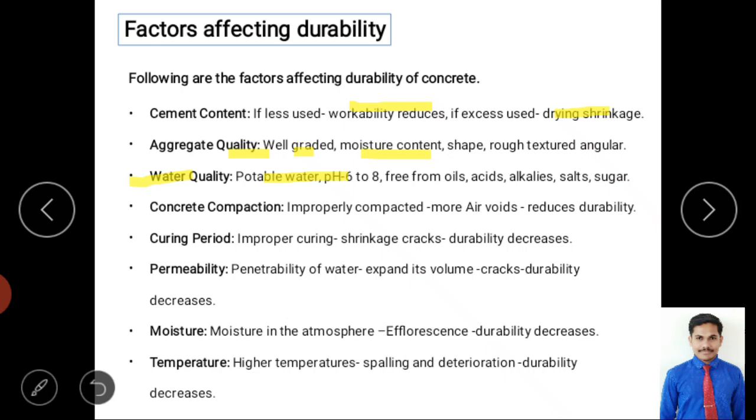We know what you mean by pH. It is one of the water quality parameters. Then it should be free from oils. See, we have some pollutions.